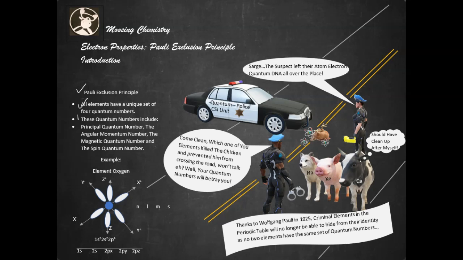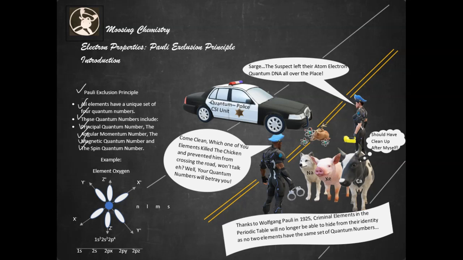Well, these quantum numbers include the principal quantum number, the angular momentum number, the magnetic quantum number, and the spin quantum number. All right, so the best way to look at this is to do an example. Let's look at the element oxygen. Oxygen is the 8th element on the periodic table, and so therefore it has 8 protons. It would have 8 electrons. And of course, since oxygen has an atomic mass unit of 16, it would also have 8 neutrons.